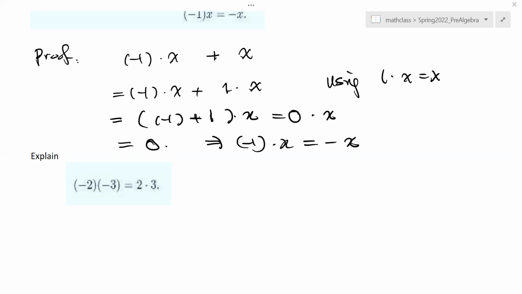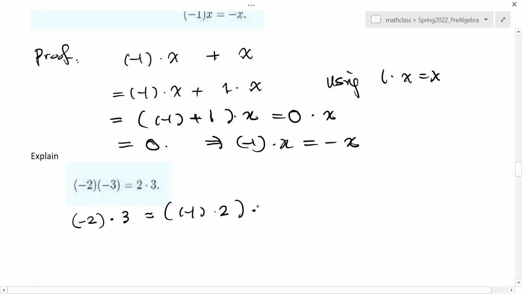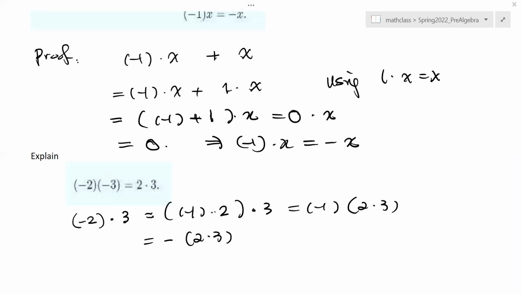All right, so we are going to go step by step, and I'm going to explain it to you. First of all, I explain why this is true: -2 times 3. Let's see. This is going to be -1 times 2 and times 3. This is a product of 3 numbers, so it doesn't matter which two do the multiplication first. And then -1 times any number is going to be -2 times 3, okay? So that's the first step.